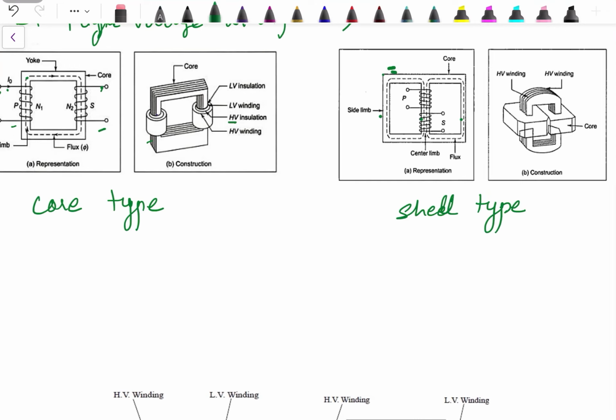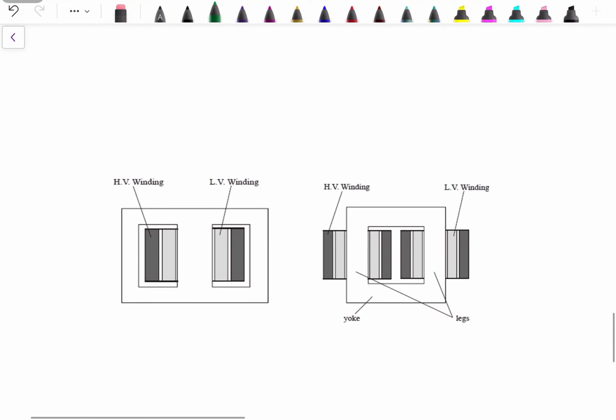But again, they are followed by low voltage winding, then high voltage winding, low voltage winding, high voltage winding. So this is the core, and these are the windings which are placed on the central limb. This one is the central limb over here, and windings are placed next to it. Now again, they are like low voltage winding, high voltage winding, low voltage, high voltage winding, like this. But the winding which is next to the core is low voltage. So the cut view of the core type and shell type looks like this.